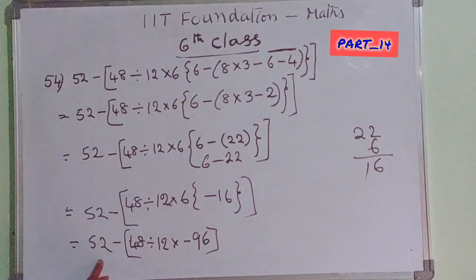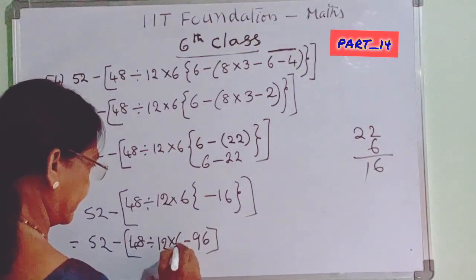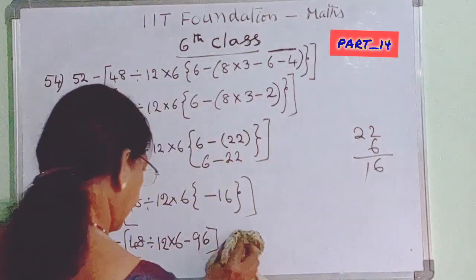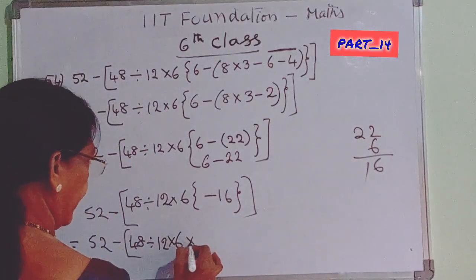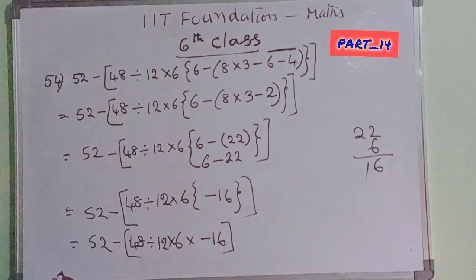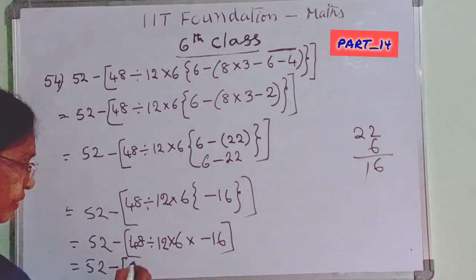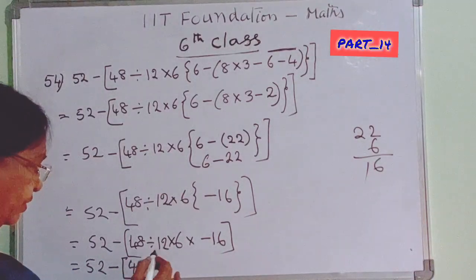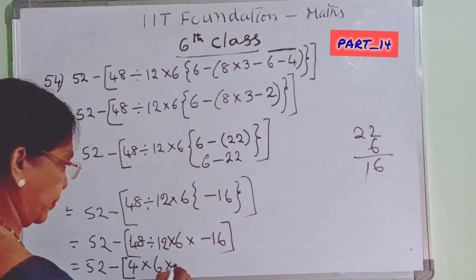Therefore, it is 52 minus 48 divided by 12 into 6 into minus 16. Next, this is 52 minus, 48 divided by 12 is 4. 4 into 6 into minus 16.